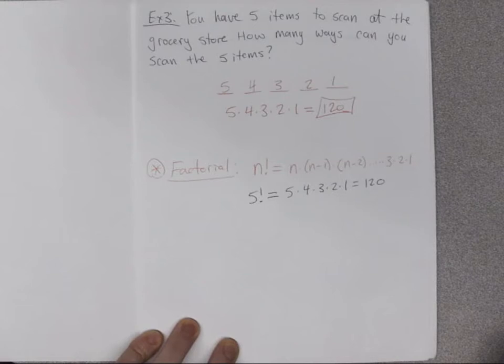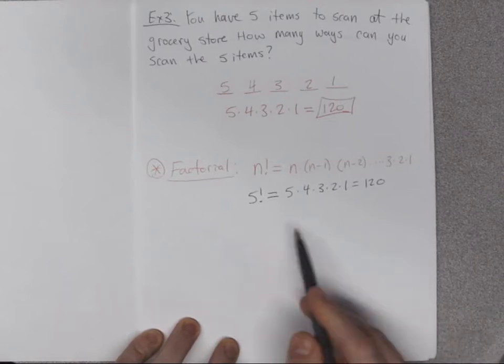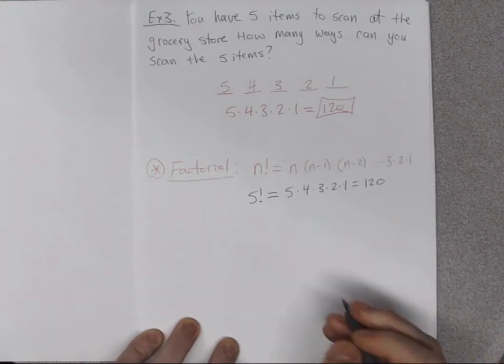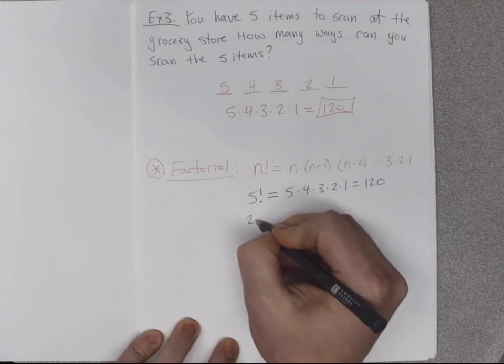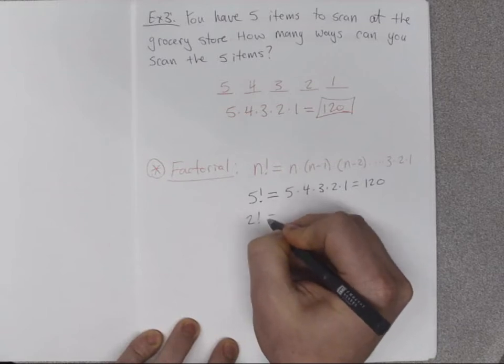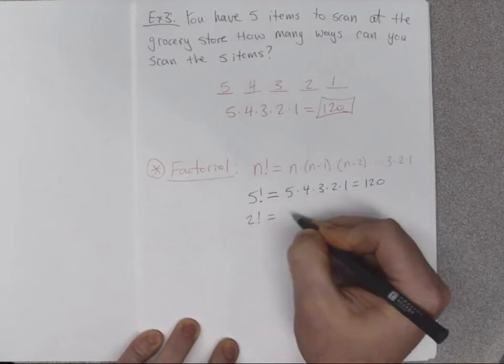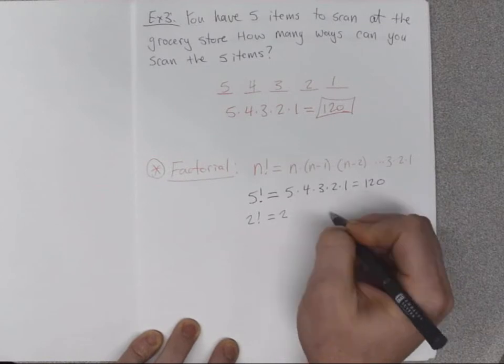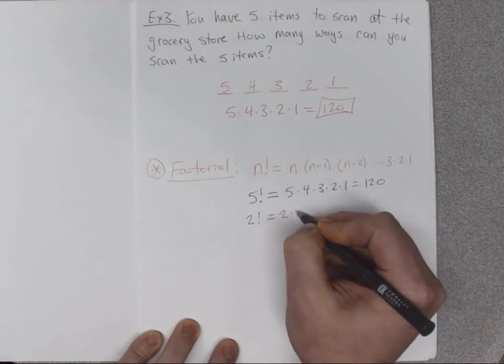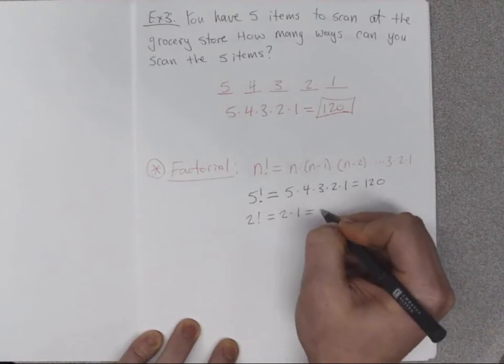And that's all factorial is doing. You can have 100 factorial, which is really large. Just as another example, 2 factorial: you start with whatever that number is, 2, and then you multiply all the numbers less than 2 together, so 2 times 1, which is 2.